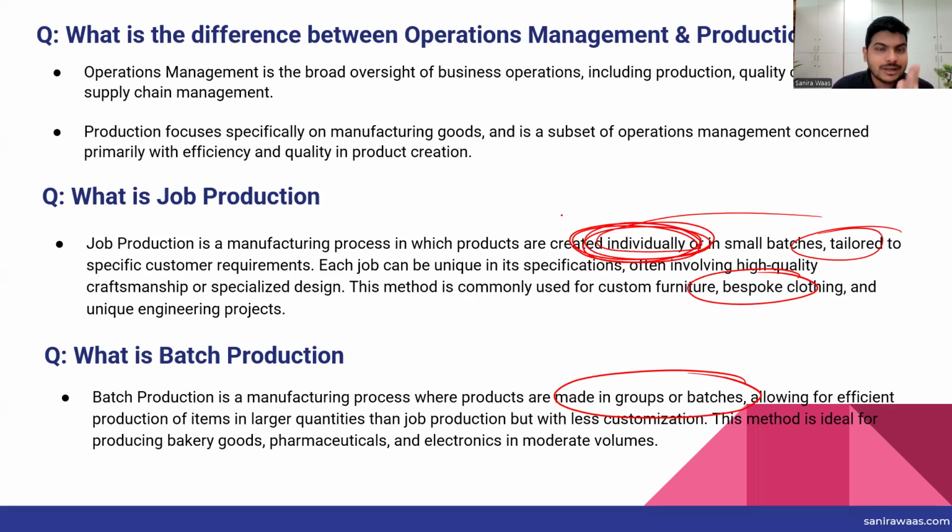If you go to a salon and get a haircut, that is job production. Batch production is where you produce a batch of goods, maybe in a bakery.